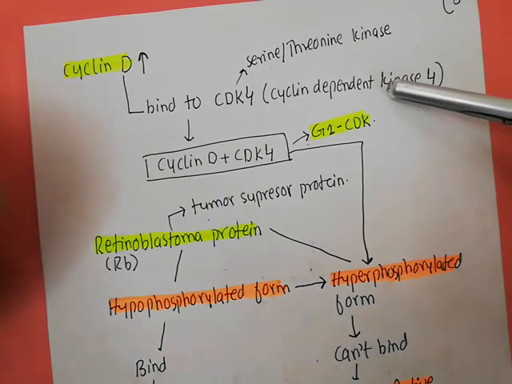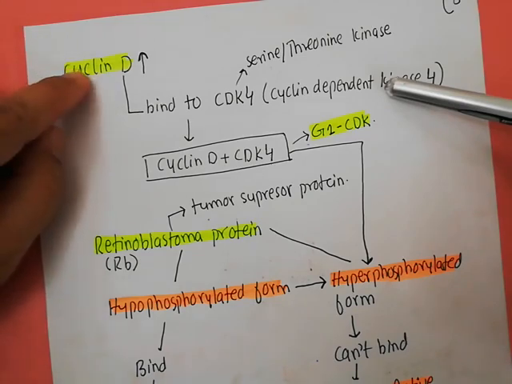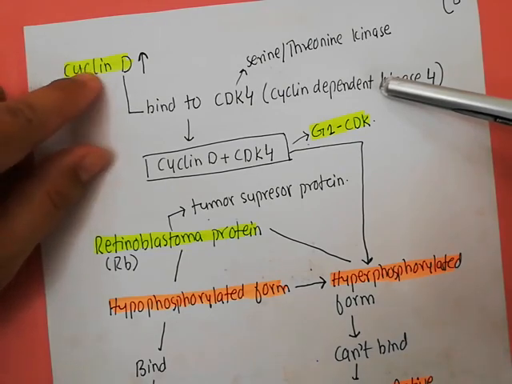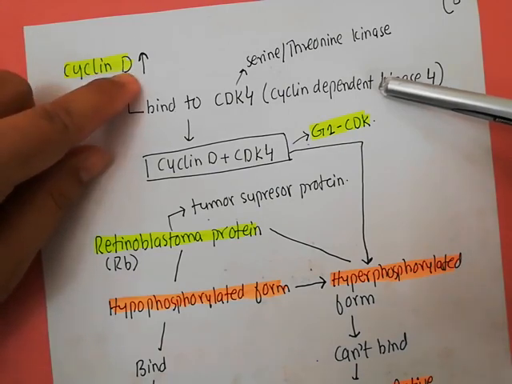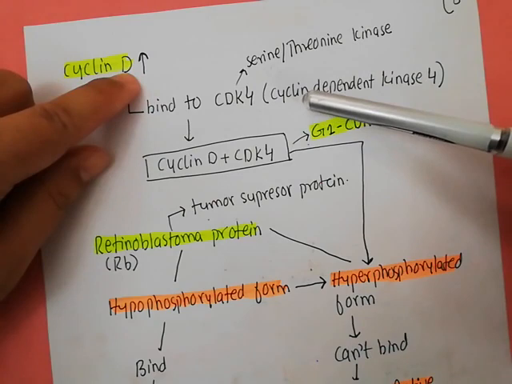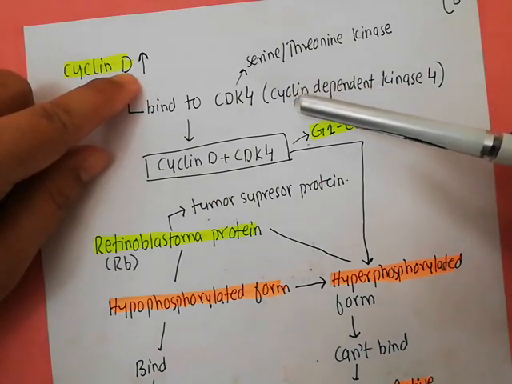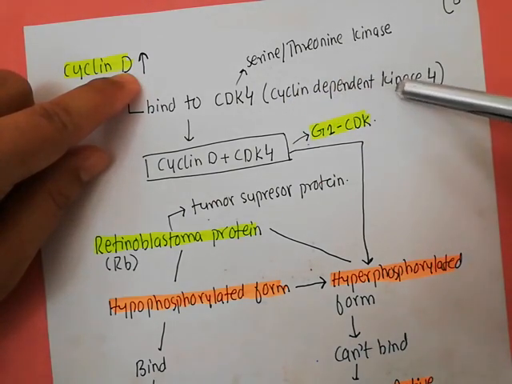If you look at the cell cycle, in each and every phase you are going to find specific cyclins and specific CDKs. So when you talk about G1, the specific cyclin for G1 is called cyclin D, and the specific CDK for G1 is called CDK-4, or cyclin dependent kinase 4.